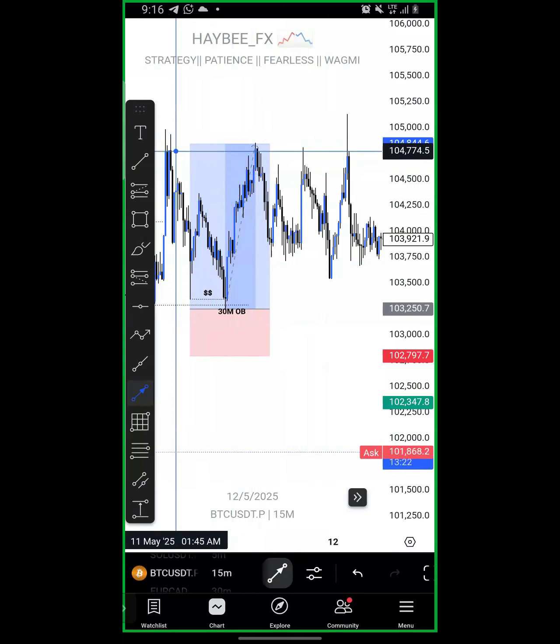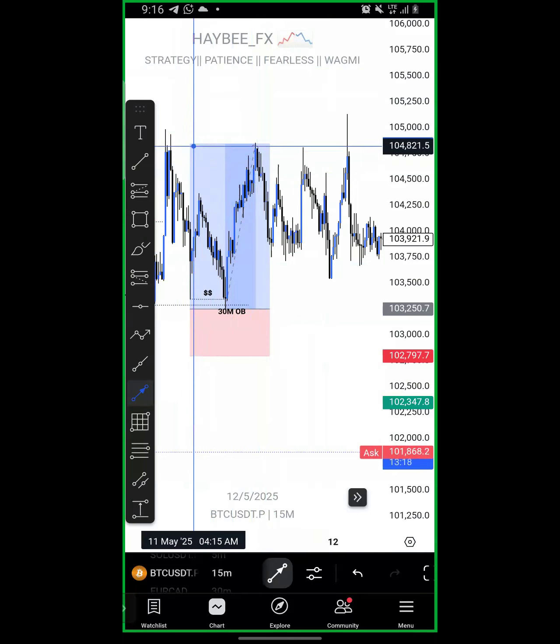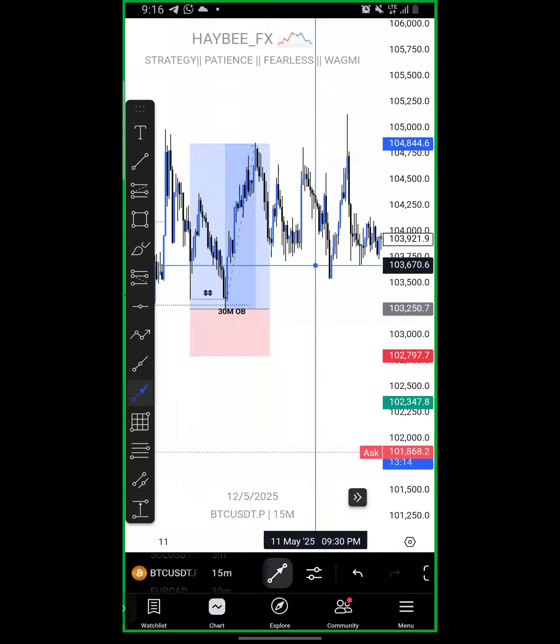It might break, it might not break. So you can see that as it touched the last high, it does what? It comes down here. So that's just the entry model.